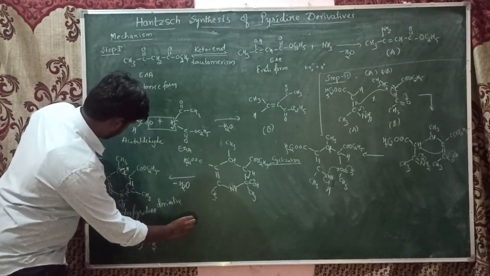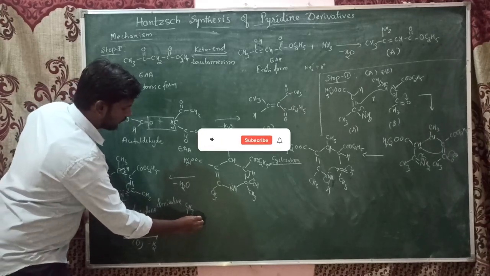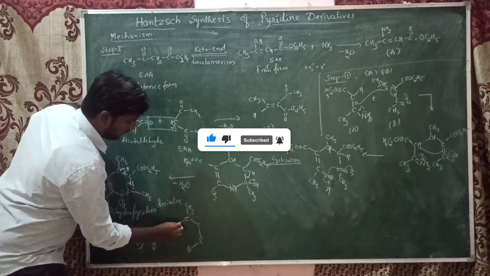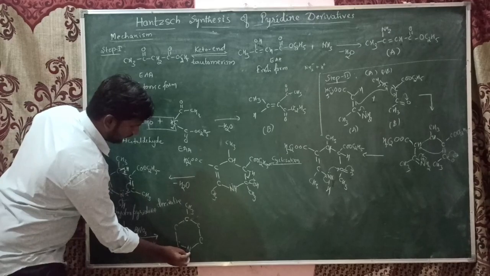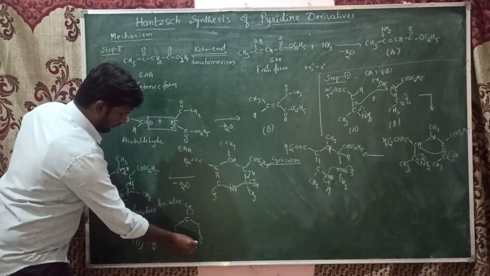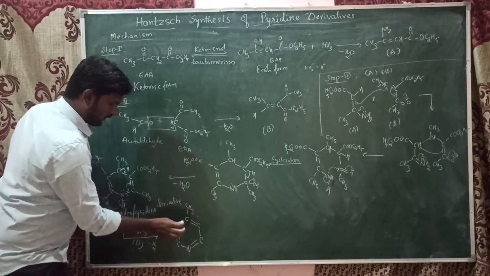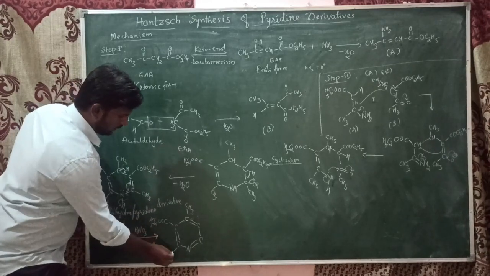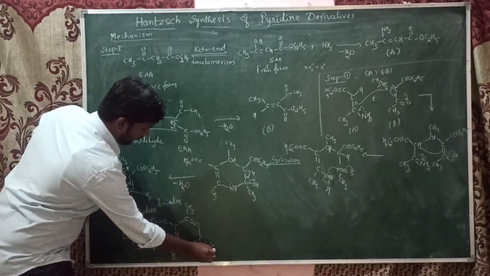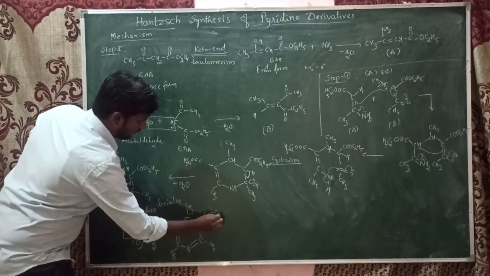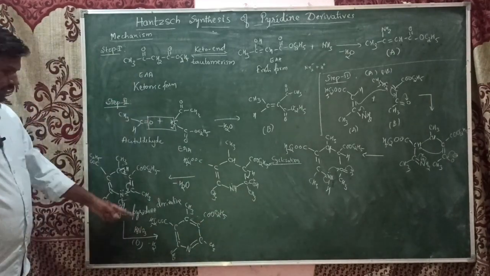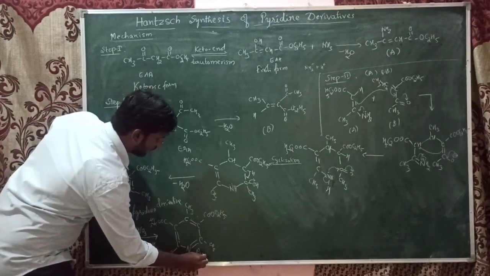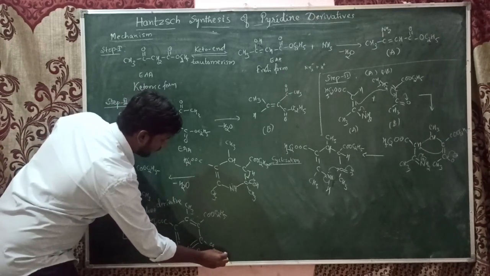C, CH3, C, C, N, C, C, N. Okay, this becomes a double bond, this becomes a double bond, this is also a double bond, the pyridine ring has been formed. Here we have an ester group, here we have a methyl group, here also we have a methyl group, here we have an ethyl ester group. Okay, this is the pyridine derivative. This is actually the product, the pyridine derivative.